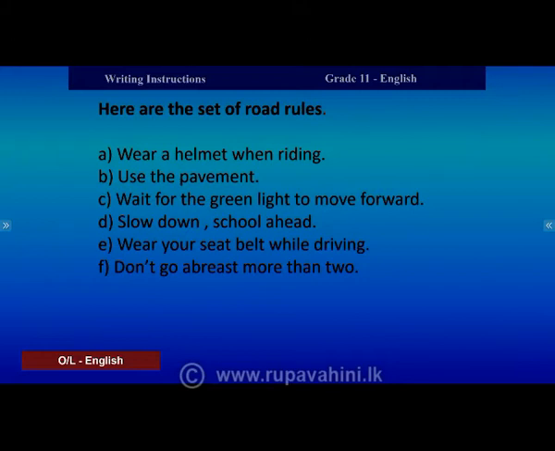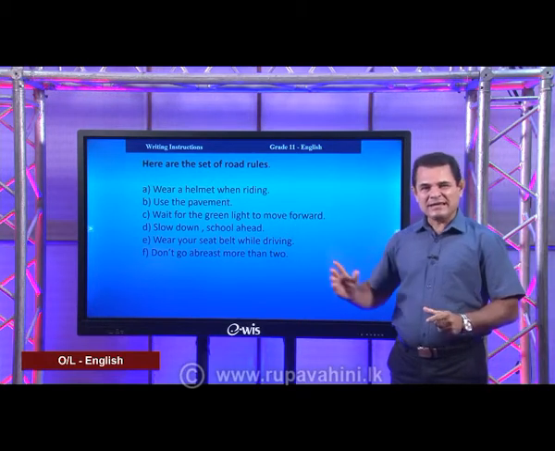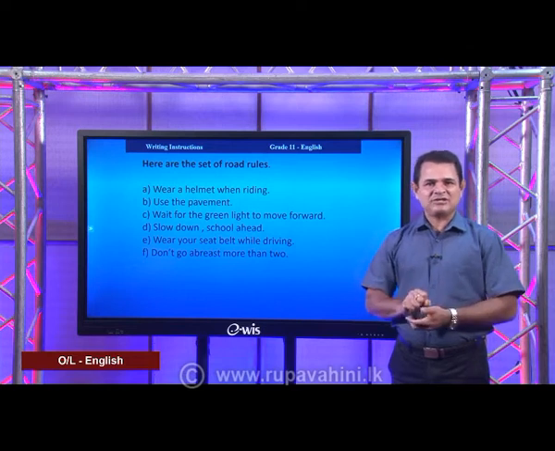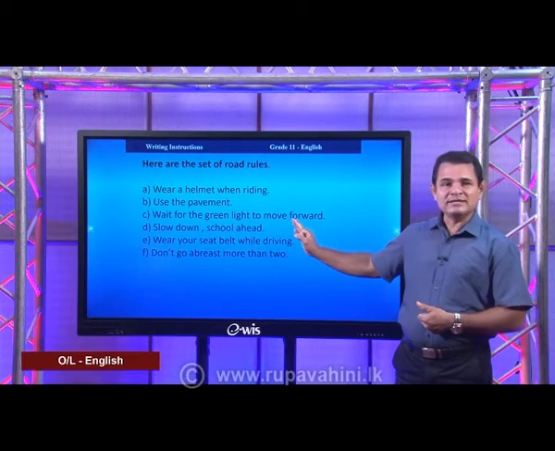Just read them please. Number 1, wear a helmet when riding. Number 2, use the pavement. Number 3, wait for the green light to move forward. Slow down, school ahead. Wear your seat belt while driving. So now the words in these instructions will easily help. I think you can catch them and easily catch the users who should follow these rules.